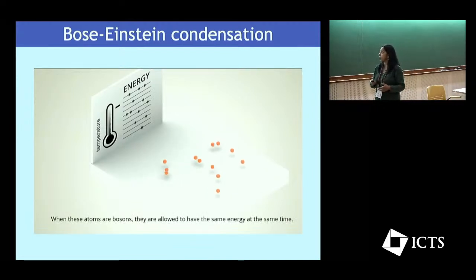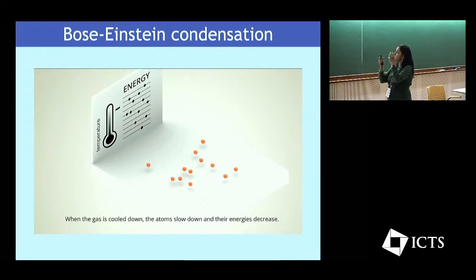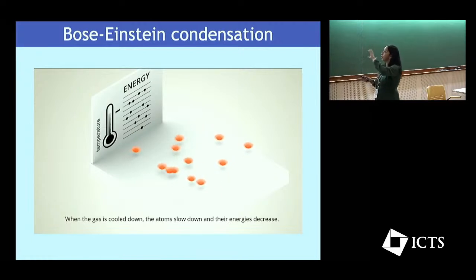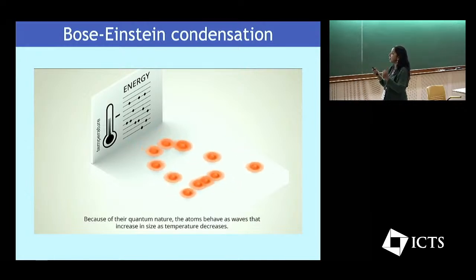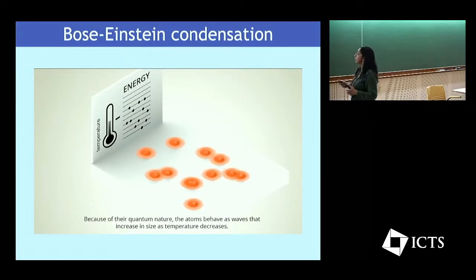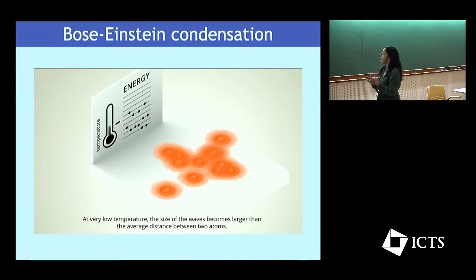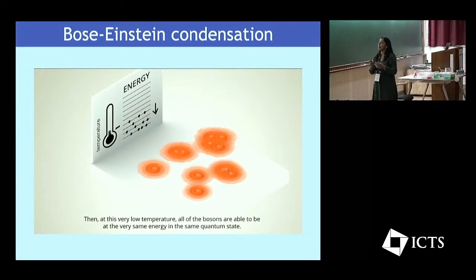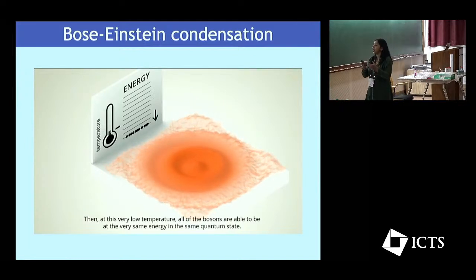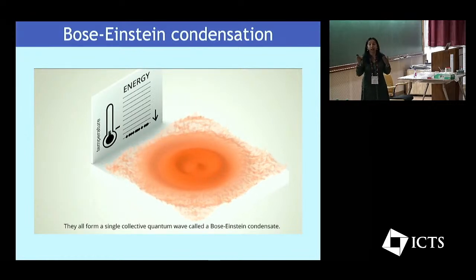So the phenomenon of Bose-Einstein condensation can be understood from this video. You see here the particles are like balls, and as you lower the temperature, the particles try to accumulate in lower and lower quantum states. And you see their de Broglie wavelengths increase as the temperature decreases, and the waves become larger and larger and become equal to the average distance between two atoms. And at very, very low energy, all the bosons are at the same energy in the same quantum state, and this is a giant collective quantum wave called a Bose-Einstein condensate.